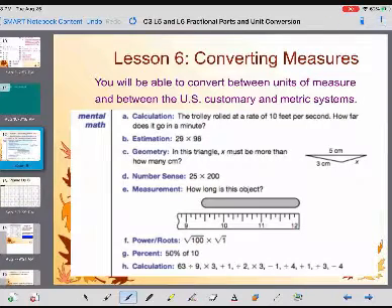Course 3, Lesson 6, Converting Measures. So we see our objective is you will be able to convert between units of measure and between the US customary and metric systems. All right, so we're skipping the warm-up and power-up, and we're just jumping right in.